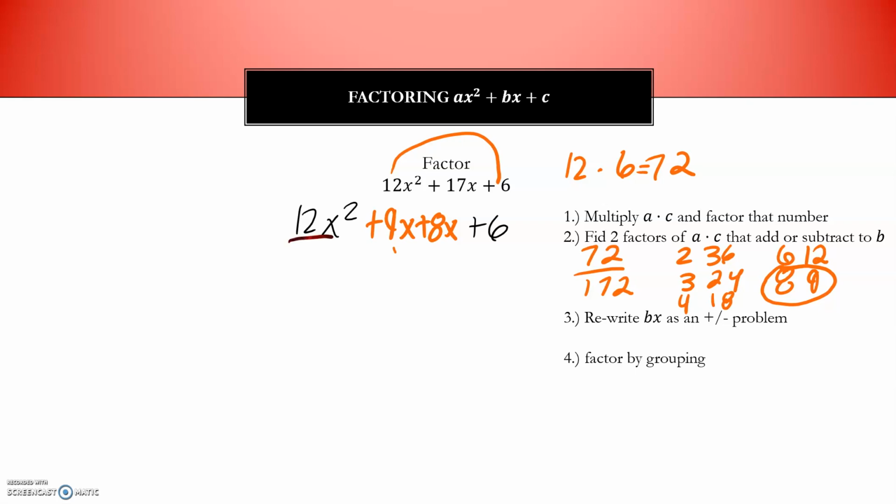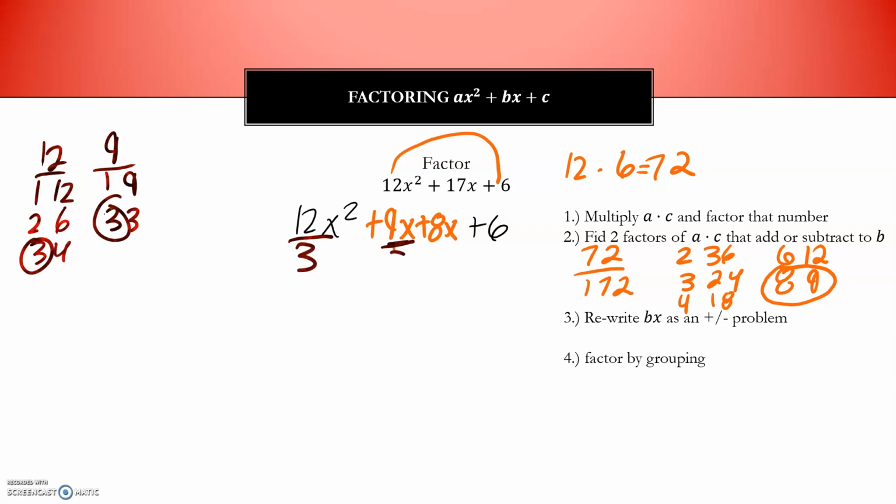Factor by grouping. The first two, 12 and 9, what do they share? Well, let's write it out. 12 has factors 1 and 12, 2 and 6, 3 and 4. 9 has factors 1 and 9, 3 and 3. 3 is the GCF. And they both share x. So we have 3x times 4. 12 divided by 3 is 4. x squared divided by x is x. Plus 9 divided by 3 is 3. x is canceled, close parentheses.